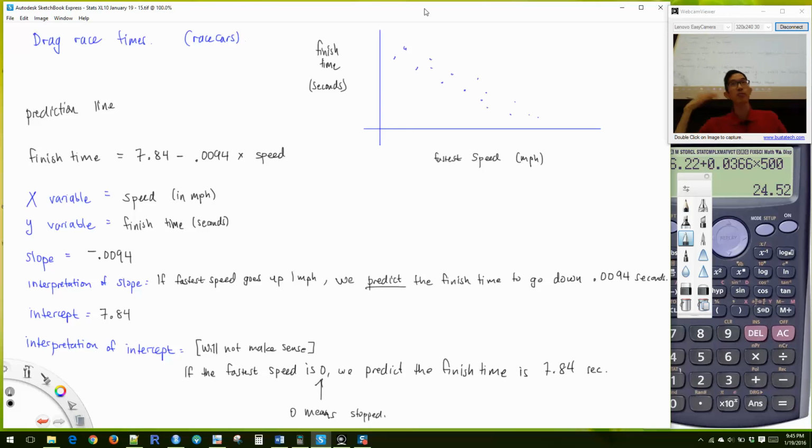It's good to always ask yourself, does this even make sense? Does it make sense that I'm getting a negative slope? You have to ask yourself, what does it mean to have a higher speed? It means you're driving faster. What does it mean to have a smaller finish time? That means you took less time to finish, and that makes sense. If you're going faster, it will take you less time to finish the race.